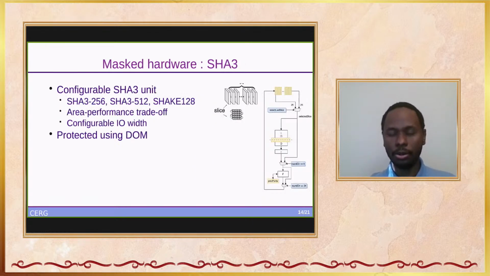This is how our SHA-3 unit looks. Basically, this is a very configurable SHA-3 unit. It can do SHA-3 256, SHA-3 512, and SHAKE 128. It has a very flexible design, and we can do a performance-area trade-off. That's done by configuring the number of slices that we can process every clock cycle. Domain-oriented masking was used to protect this design.